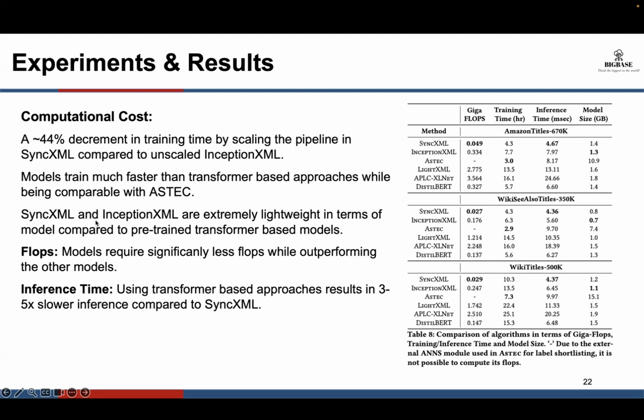And the two models, SyncXML and InceptionXML, are extremely lightweight in terms of the model structure compared to pre-trained transformer-based models also. And the models require significantly less flops while outperforming the other models. And the inference time is much faster. Using transformer-based approaches results in much slower inference time compared to SyncXML.